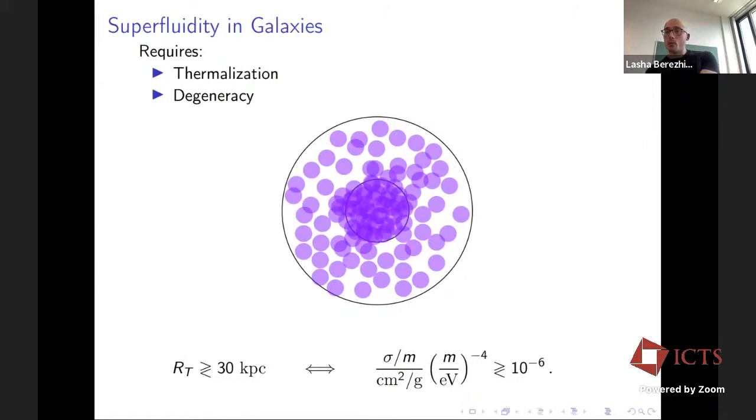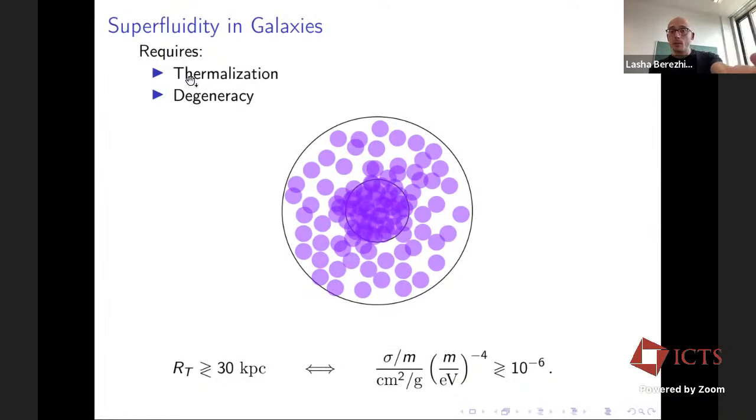This is different from what we do in case of fuzzy dark matter, for instance, because fuzzy dark matter particles already have de Broglie wavelength for galactic velocities that is super long, it's kiloparsec. But if we are interested in forming Bose-Einstein condensate for particles whose de Broglie wavelengths can be significantly shorter, then we have to force them into lower momentum states than they are. And for that, we can achieve it in the following way, which is through thermalization.